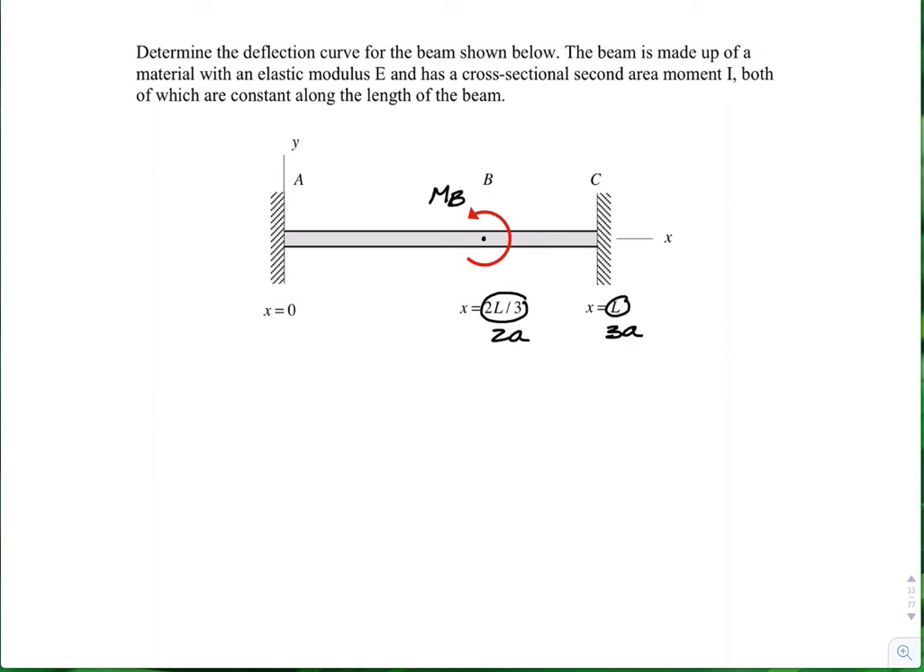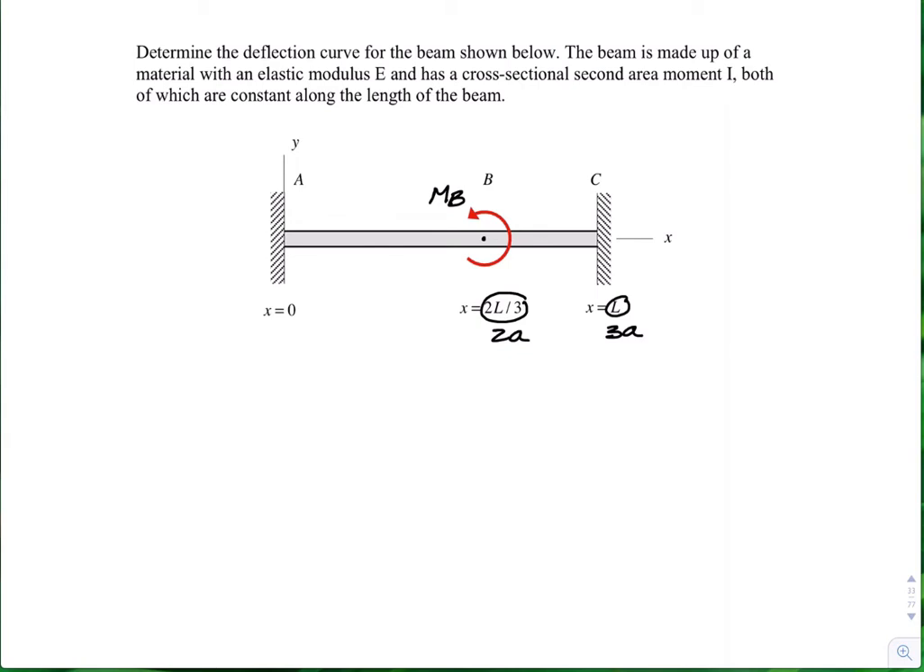In this problem, we're looking at a beam which is clamped on both sides. There's a couple applied at point B, which is 2/3 the way over from the left end. What we want to do is figure out what the deflection curve is for the beam. Before we start, I'll say that we're going to replace L over 3 by A. It makes the algebra a little bit easier as we work through.